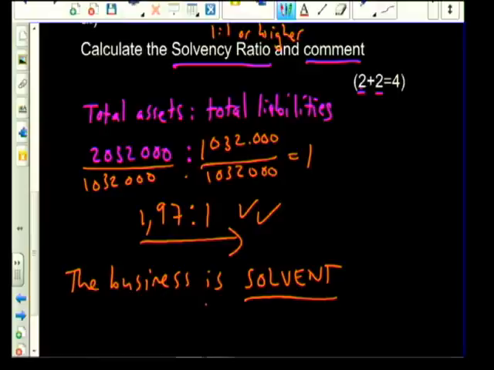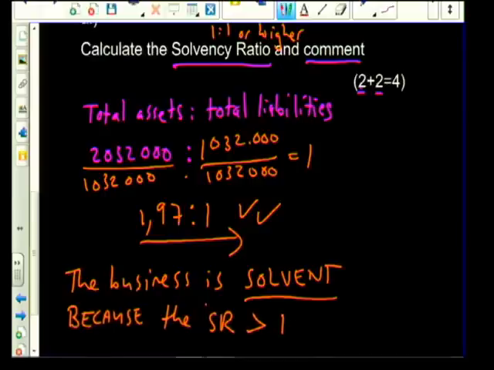Solvent, meaning that it's not bankrupt, it can afford to pay off its long-term liabilities, it's got enough assets to cover its liabilities, and we would have to say, because the solvency ratio, I'll just abbreviate it as SR, is greater than 1 to 1. So that's enough comment to get the 4 marks for this question.